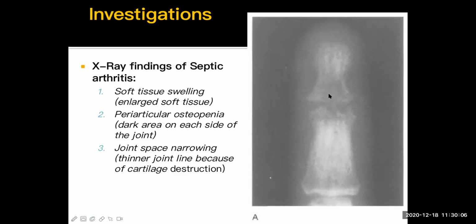Look at the density of the bone here. The density is definitely decreased. This is the normal density of the bone. Here, the density is decreased. So periarticular osteopenia. And joint space becomes narrowed because of the destruction of the articular cartilage. The two ends of the bone are coming closer to each other. So these are some of the important X-ray findings.